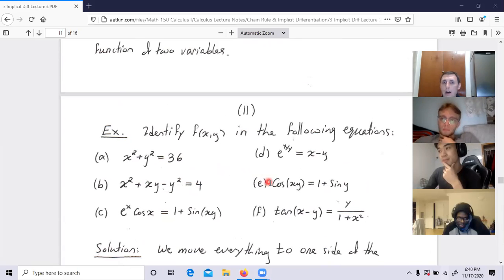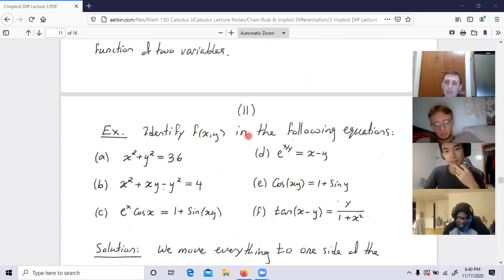Okay, so what would it be for e? What would be f of x, y? What would this be equal to for e? Type in the comments quickly.